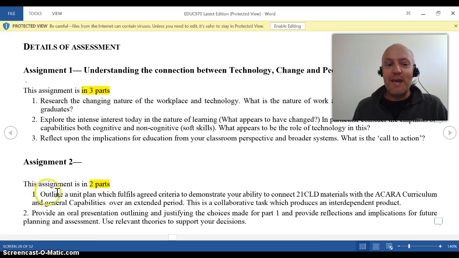Assignment 2 is in 2 parts. The first is a unit plan, which is going to show your ability to connect 21st century learning design materials, particularly knowledge construction and skilled use of ICT by learners and teachers, with the ACARA general capabilities ICT over an extended period. So we're talking a block of work of about 5 lessons. This can be a collaborative task, and I put can in there because I want to recognise the complexity of your life and work. This can be done with someone else. I would expect it, in that case, to represent and reflect twice as much work.